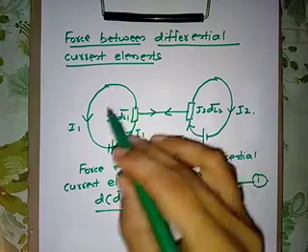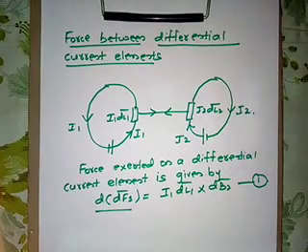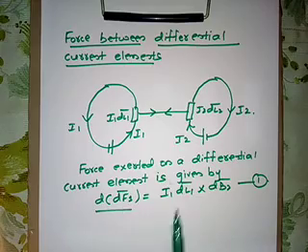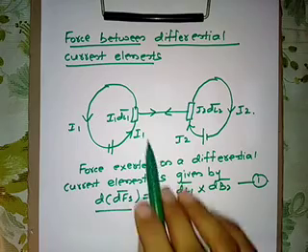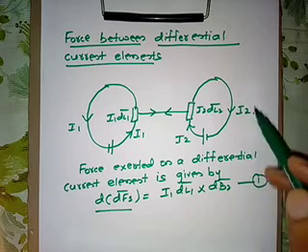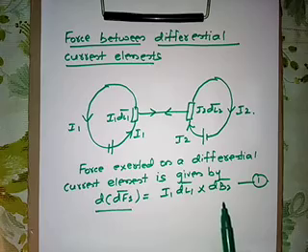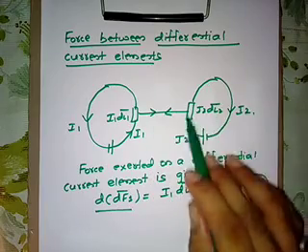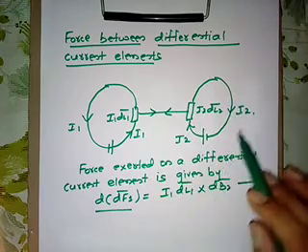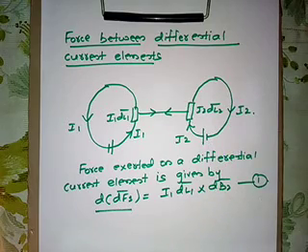That is, the force exerted on the first current element due to the magnetic field of the second current element is given by the current element, that is I1 dl1 bar, multiplied by the magnetic field of the other current element, that is db2 bar, because the force is exerted by the other magnetic field.